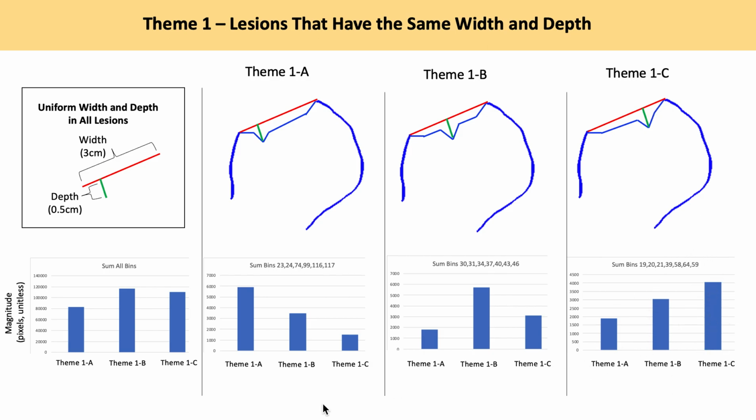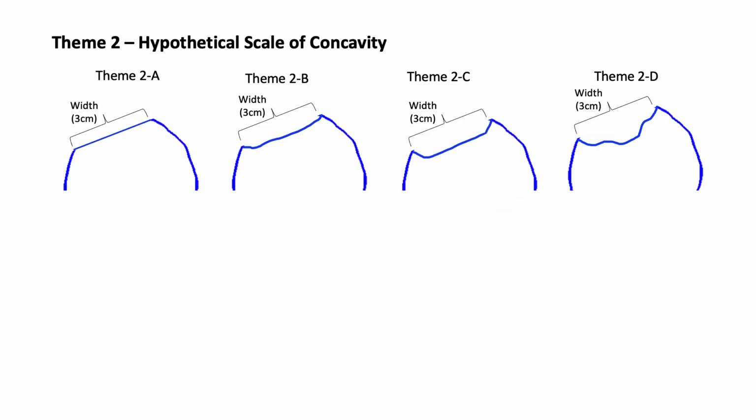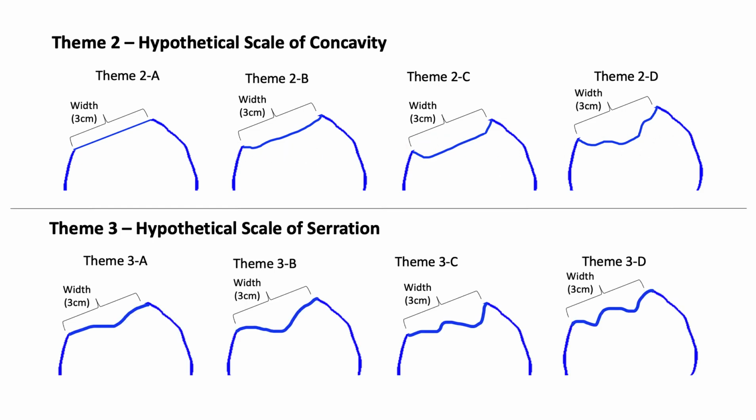Again, this goes to show the depth of information that the LCPC transform can extract, especially compared to current methods that rely on depth and width. We can do the exact same analysis for other themes, such as this hypothetical scale of concavity. We can precisely measure every single shape in this gradation. We can do the same for this hypothetical scale of serration, going from left to right, more and more jagged.